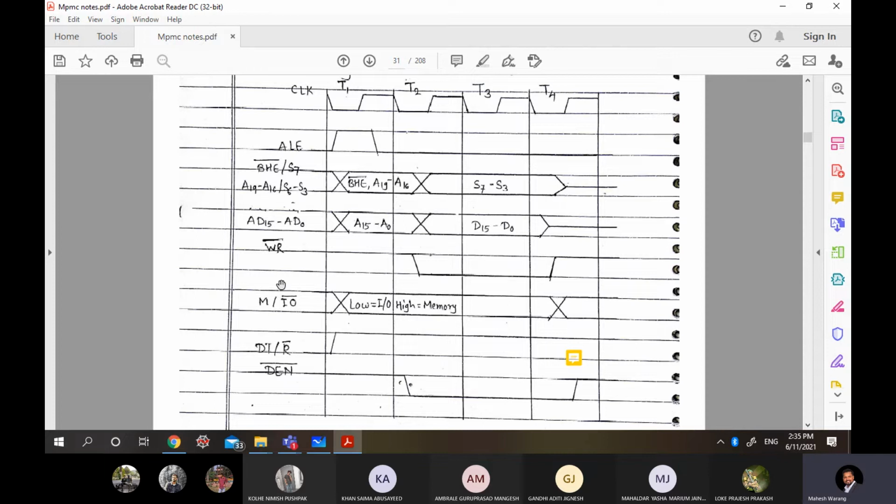And here actually if you want you may just show the read bar also. But here we do not want to read something, so read bar will be high continuously. Are you getting it? Okay. If you want to show you may show the read bar also, but here I have not shown it. But as it is a memory write, we do not require a read signal. So read bar will always be high, and high means it will not work.